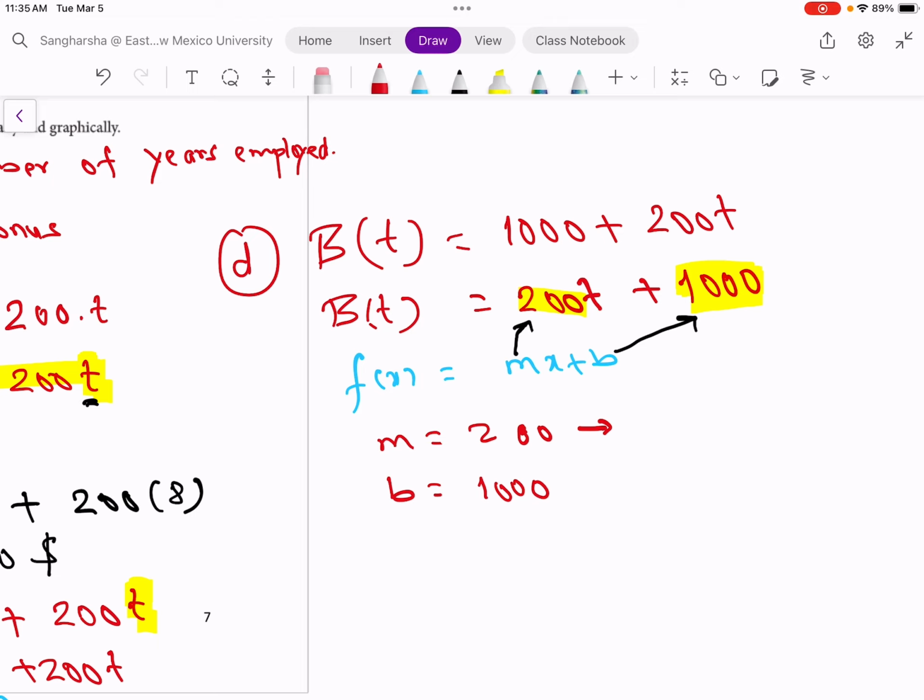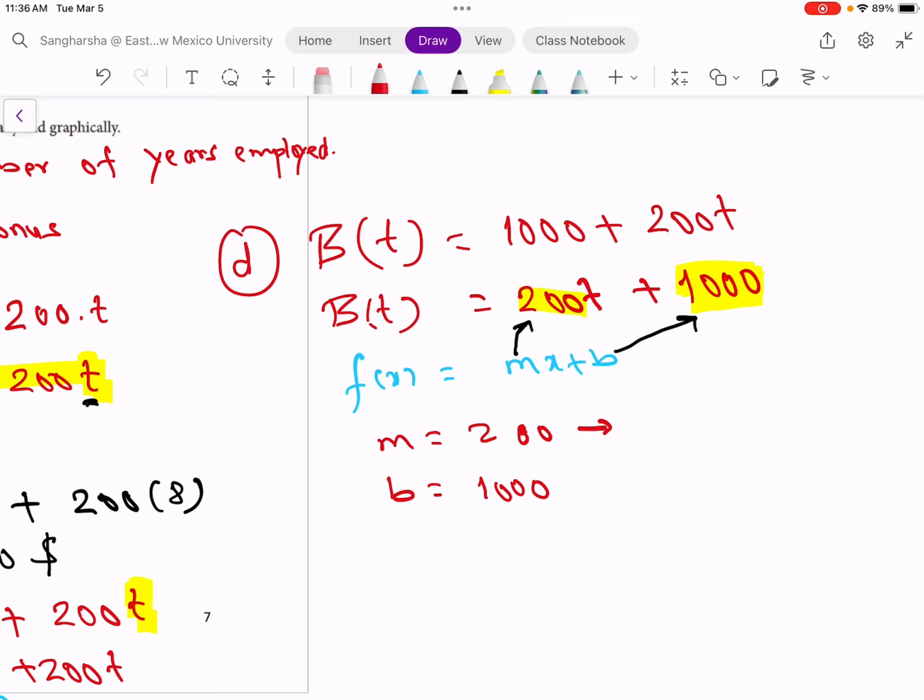But from this function, when t equals 0 it's the starting time, right? T equals 0 means the day she starts. And this is the function that helps us find the bonus. From this function, we can say that if she is starting, then t is 0, so she gets $1000 as a starting bonus. But annually, she gets the 1000 plus 200. Once she has worked for 1 year, she gets the 1000 plus $200.